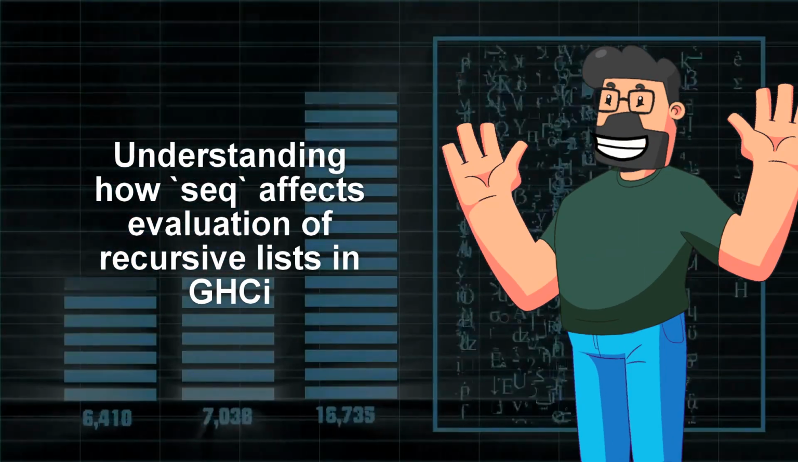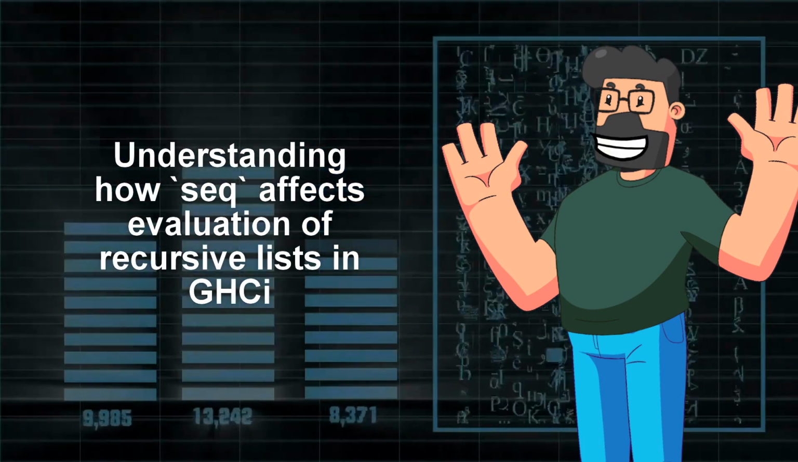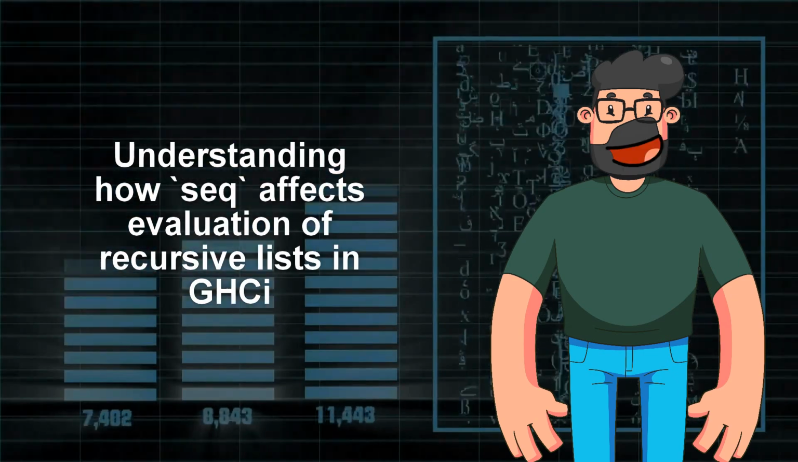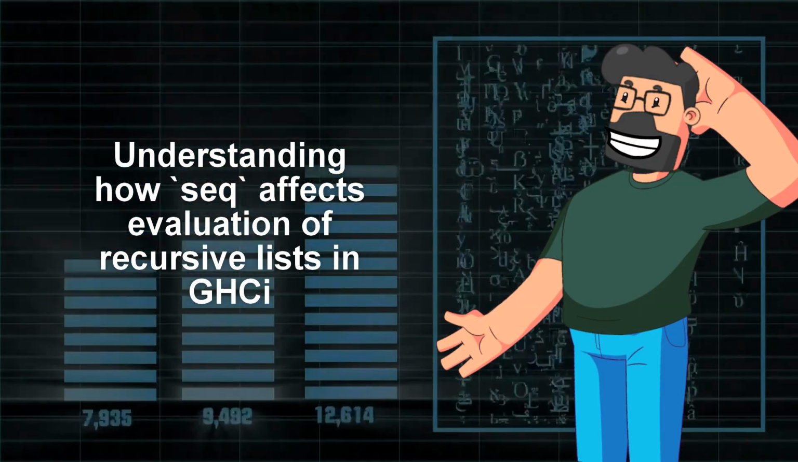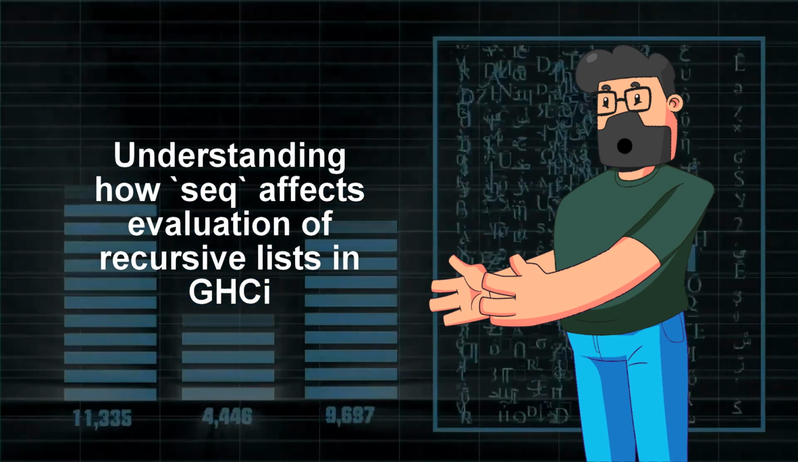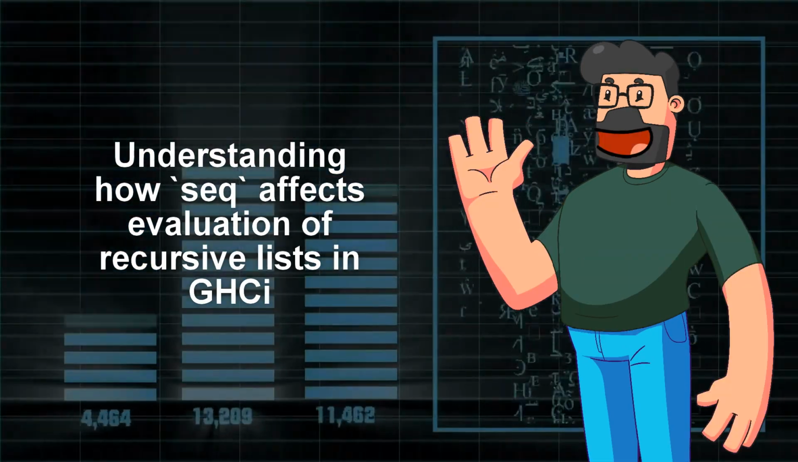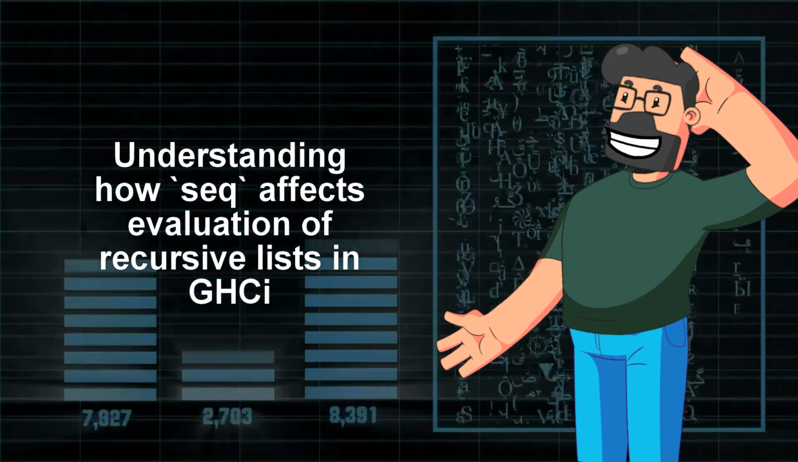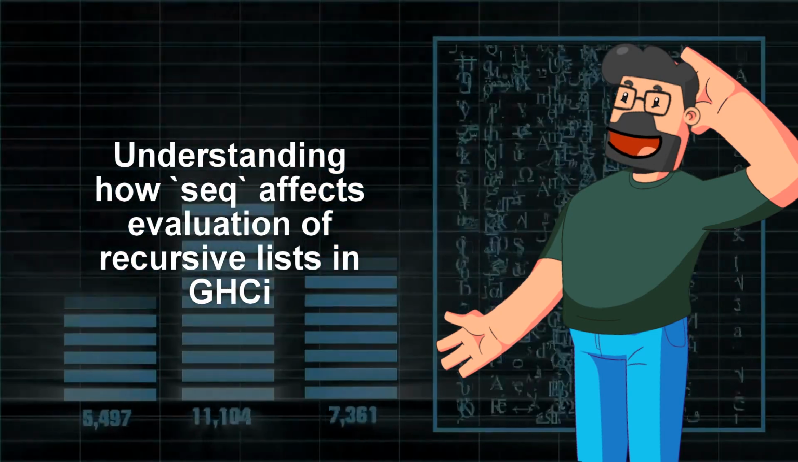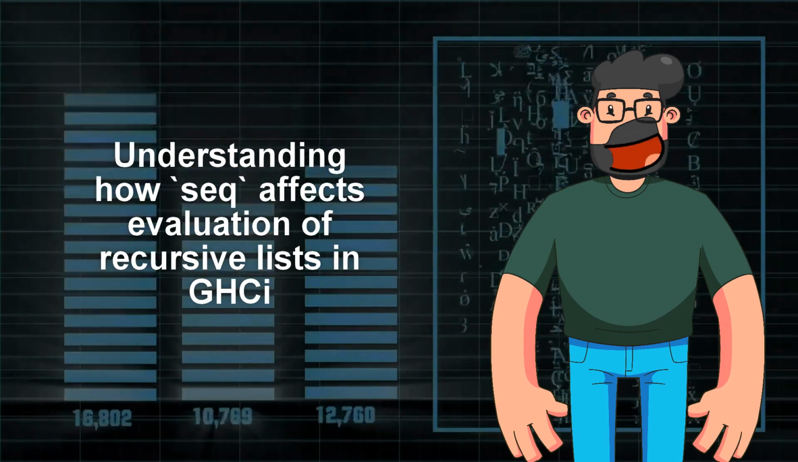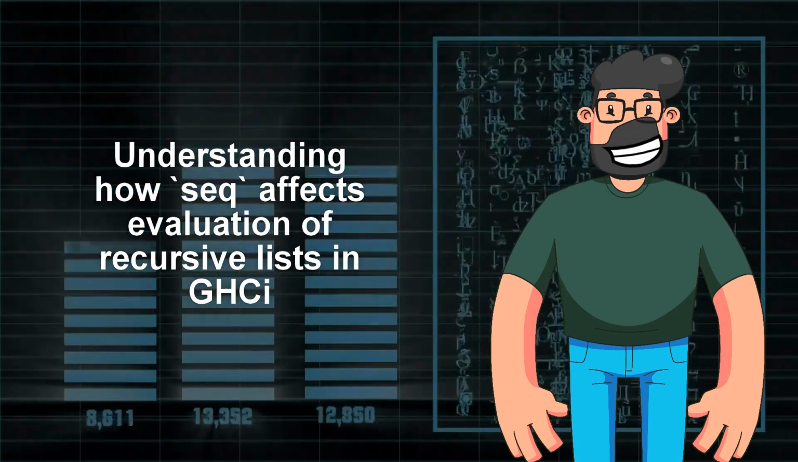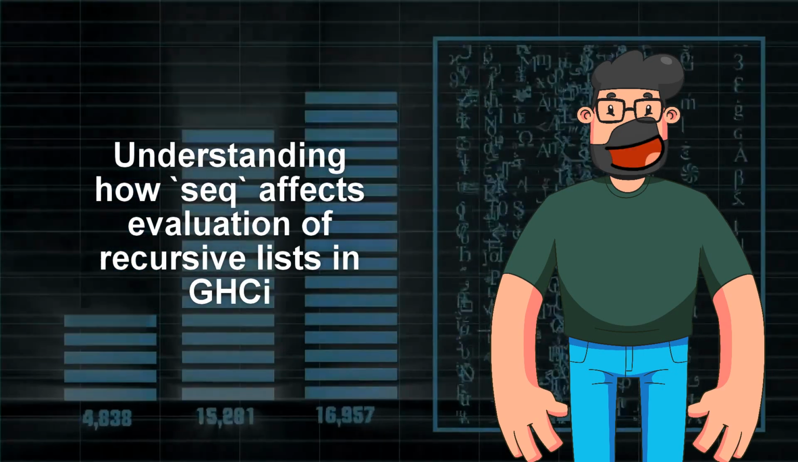Let's talk about the curious case of GHCi's behavior when it comes to evaluating functions in Haskell. We have a scenario where two functions, f and g, are defined and called in a GHCi session. Despite being defined in a similar manner, the evaluation of x equals f 5 and y equals g 5 yields different results. We're going to unravel why this happens and explore the intricacies of GHCi's seek function in the evaluation process.